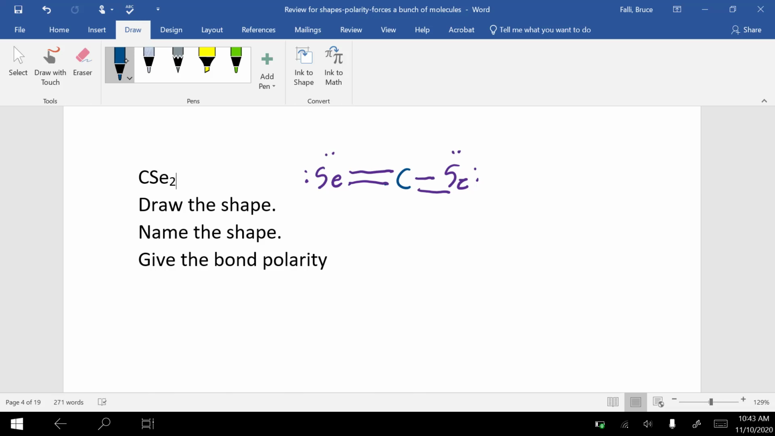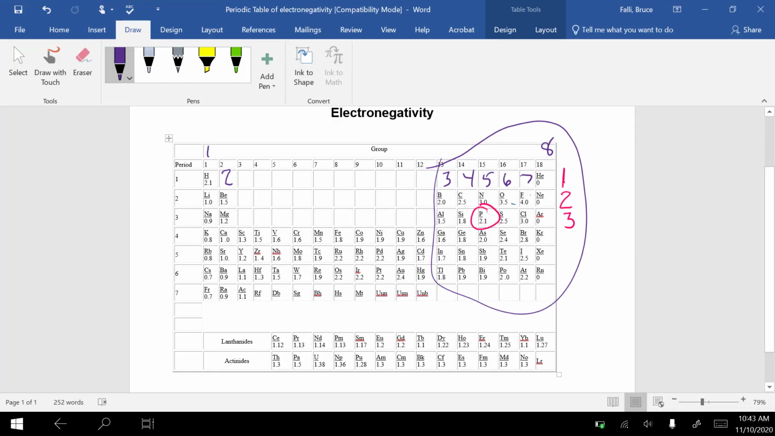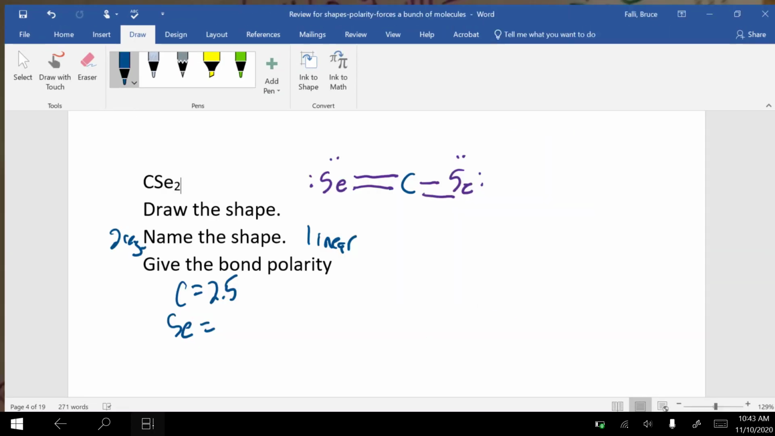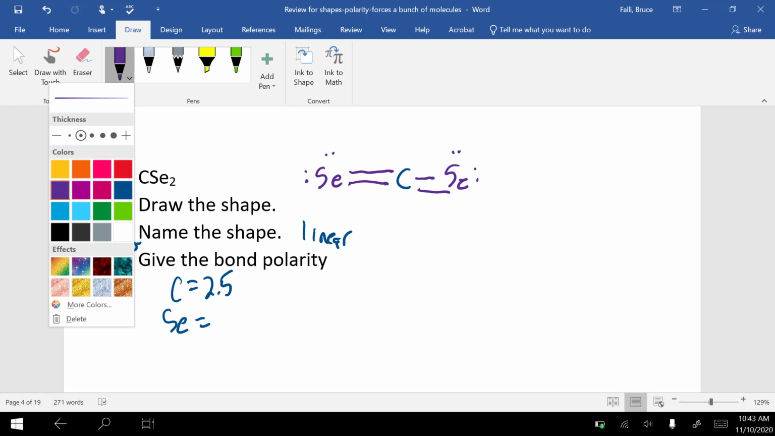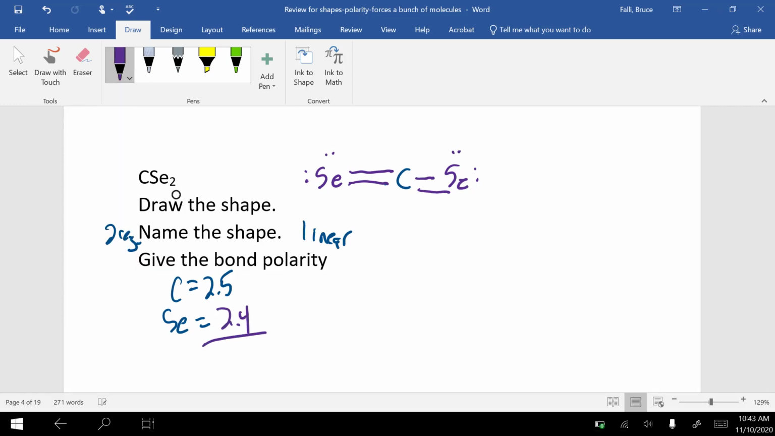This one actually is the shape. So notice it has 2 regions. So it's going to be linear. And then I've got to give the bond polarity. So carbon, I know, is 2.5. Selenium, I forgot. I should have looked when I was looking before. Selenium is 2.4. 2.5 minus 2.4 is 0.1, which is nonpolar. And nonpolar is no arrows.